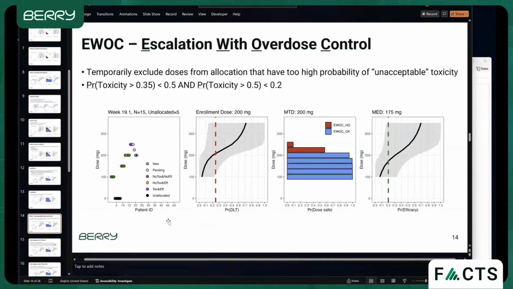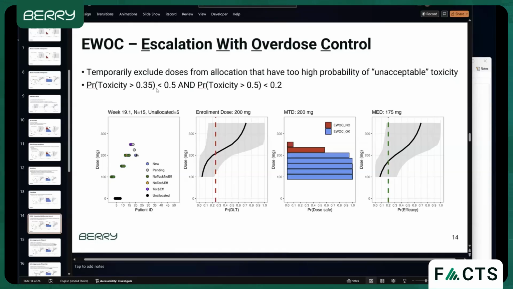Another thing we want to have in this trial is overdose control. So this is EWOC, escalation with overdose control. And what this conceptually does is we temporarily exclude doses from allocation where, based on the current model of the dose toxicity relationship, we think that the probability is too high that they have unacceptable toxicity.